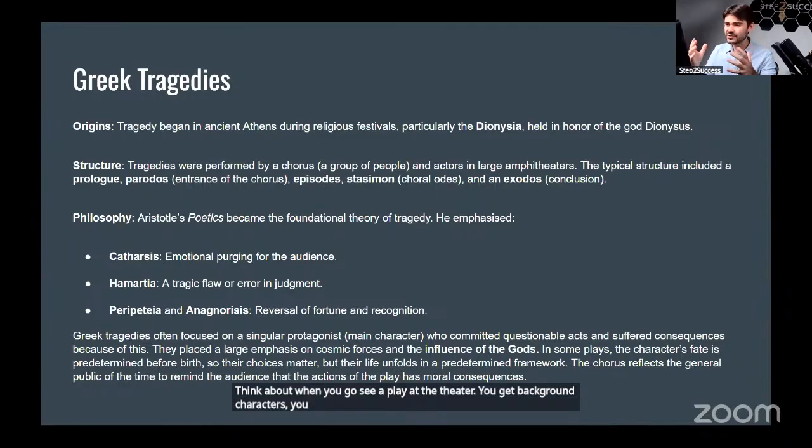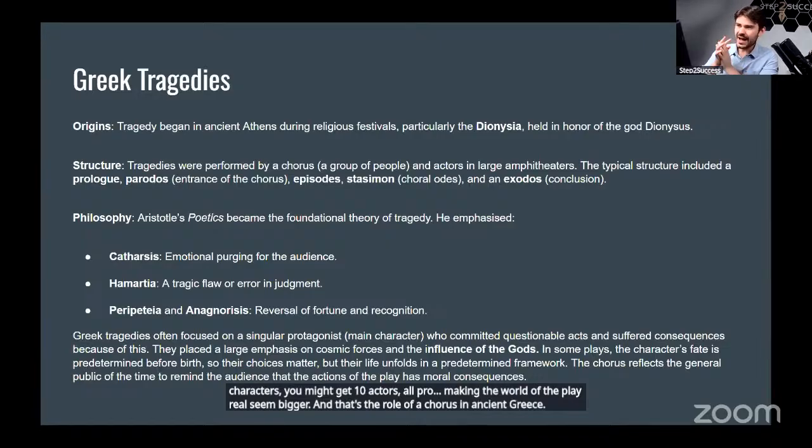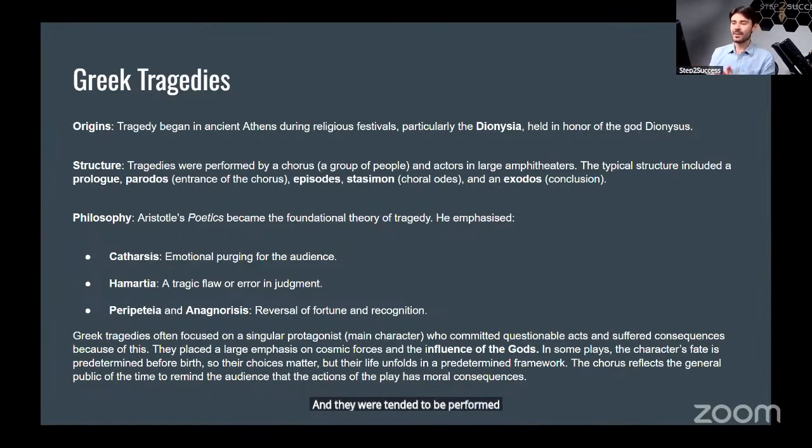You might get 10 actors all making the world of the play real, seem bigger. And that's the role of a chorus in ancient Greece. And they tended to be performed in large amphitheatres.